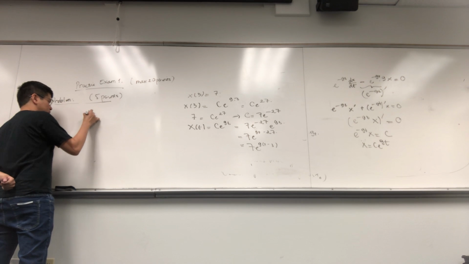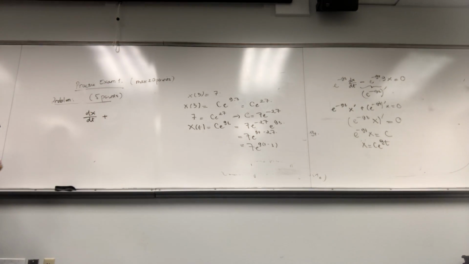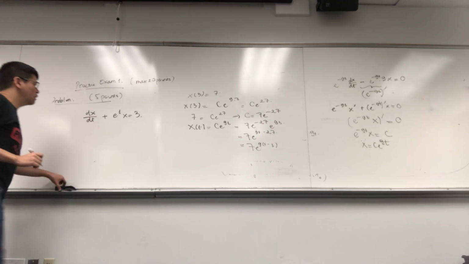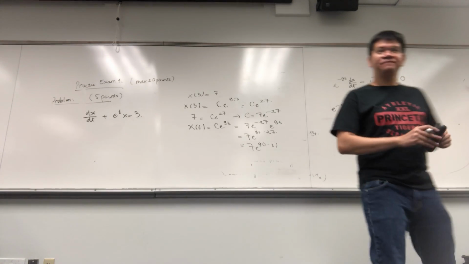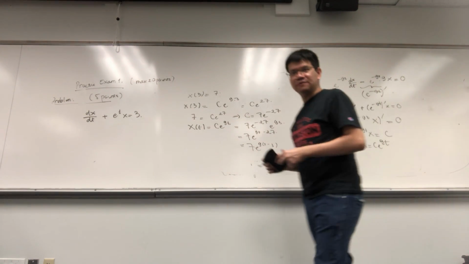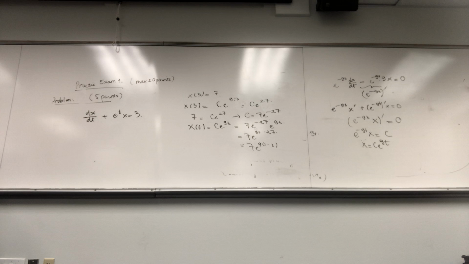For problem 4, you have dx over dt plus 90x is equal to 3. And now you have to use the integrating factor. So you see that in midterm 1, all of the knowledge that you've learned, separation of variables, integrating factors, initial value problems and the theorem, they're all checked.